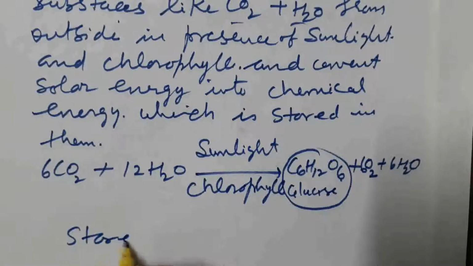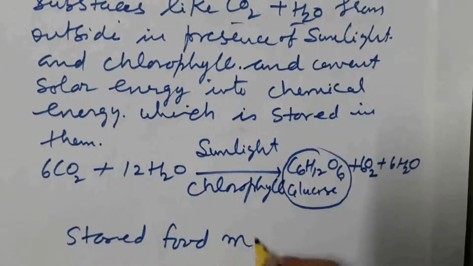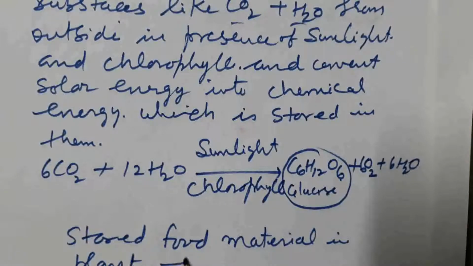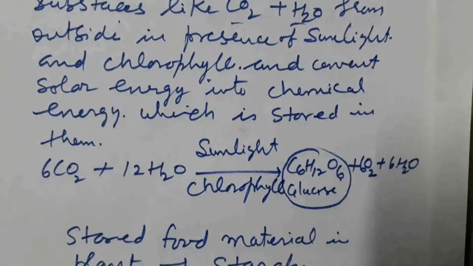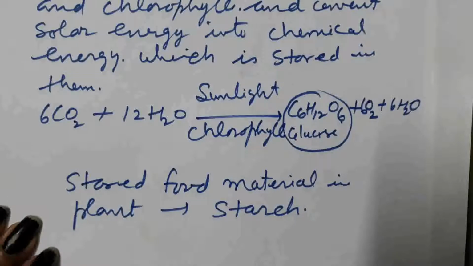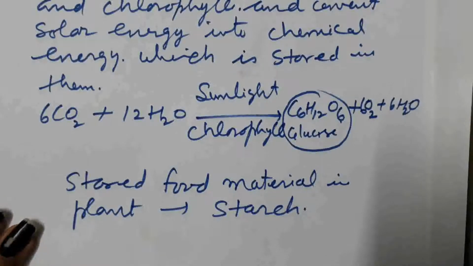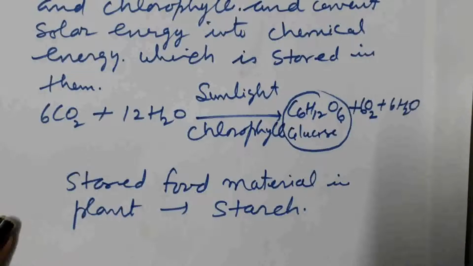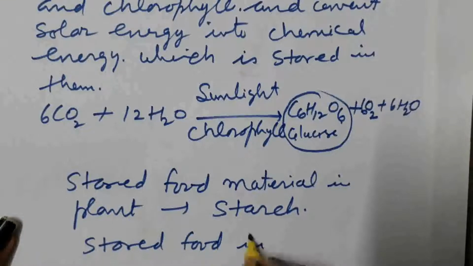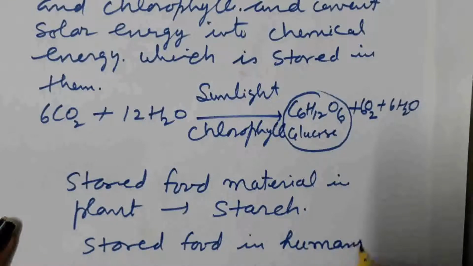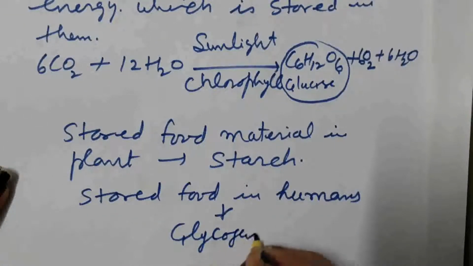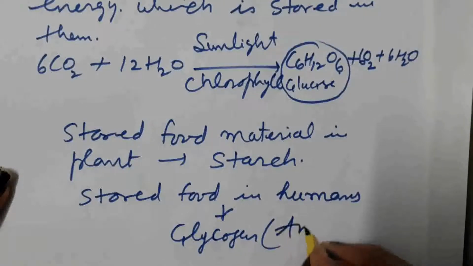So the stored food material in plants is starch. Starch is the stored food material in green plants. Similarly, in our body, the stored food in humans is known as glycogen. Glycogen is also known as animal starch.